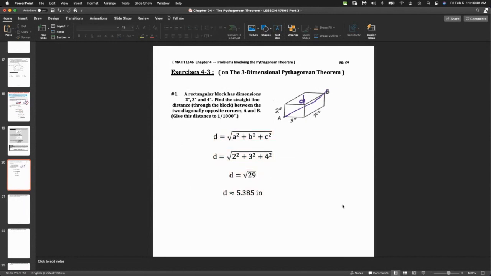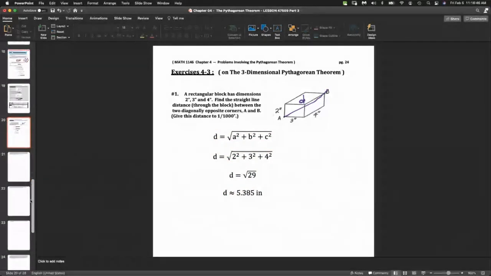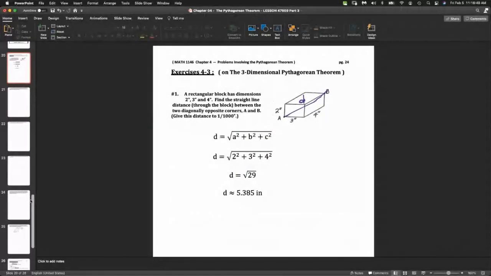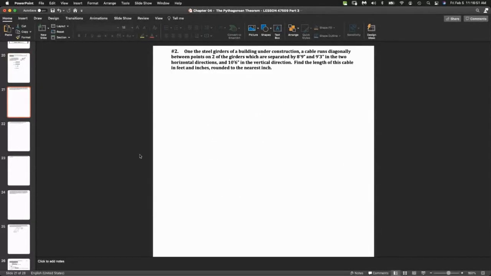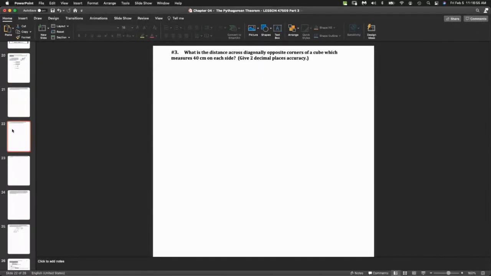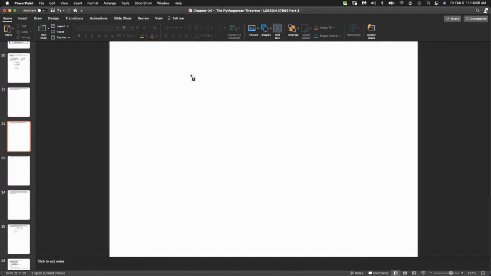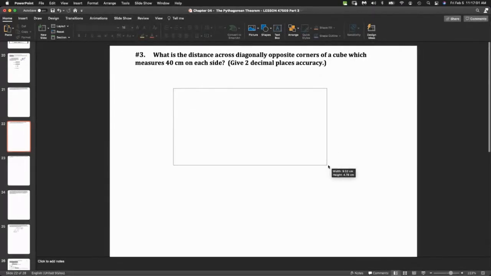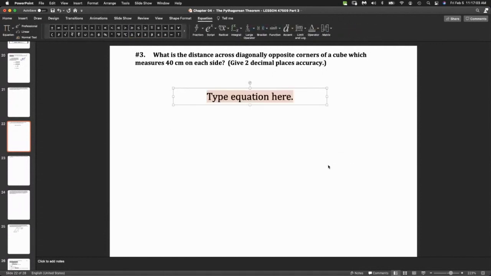So that pretty much irons out how you deal with the Pythagorean theorem in 3D for something easy. There are other questions in here that are not so easy. And I'm going to actually explore a couple of them. So let's take a look at question 30. This one's quick. What is the distance diagonally opposite corners of a cube?